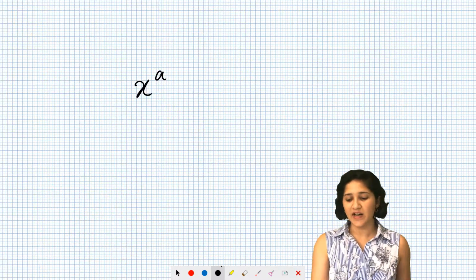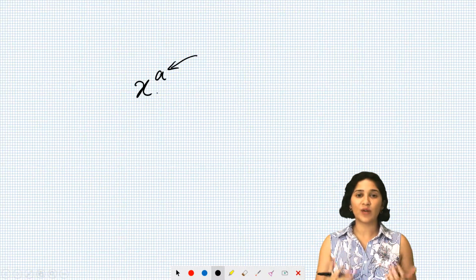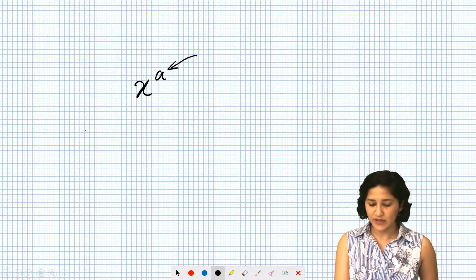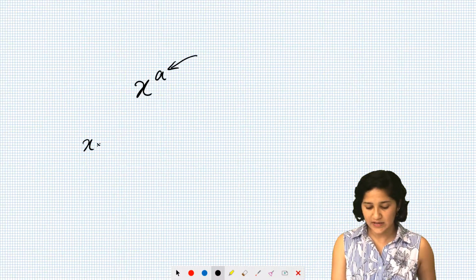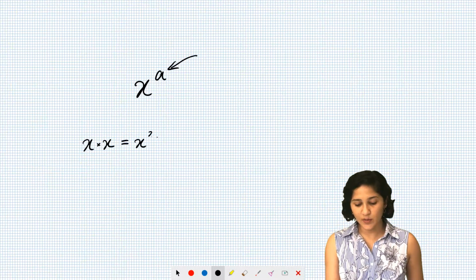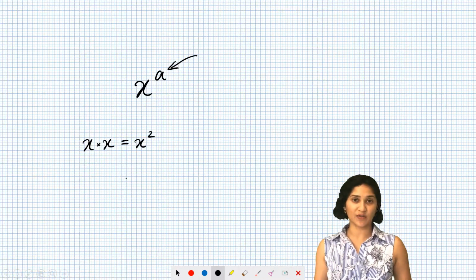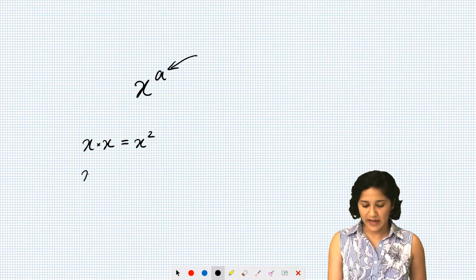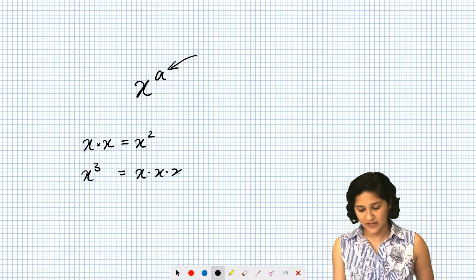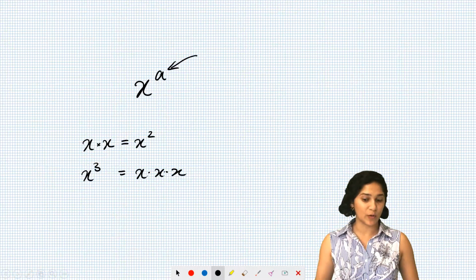So indices are what we call numbers that appear in this position, and we use it as a shorthand for how many times a number multiplies itself. So let's say we have x times x. Well, instead of writing x times x each time, I can write that as x squared. So x to the power of 2 means x multiplied by itself twice. Similarly, x to the power of 3 means x times x times x. And you'll see I often use dots as multiplication or write nothing at all.